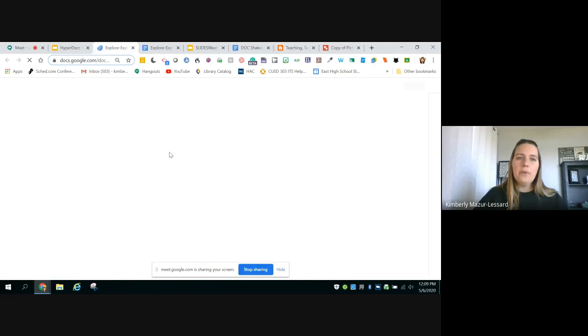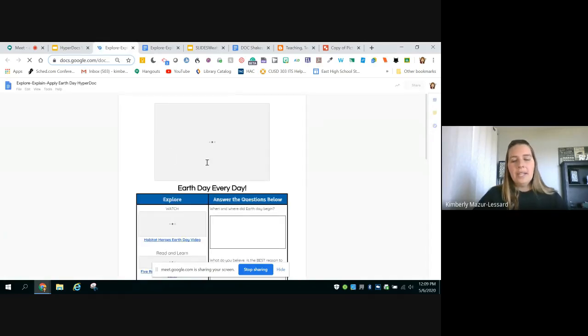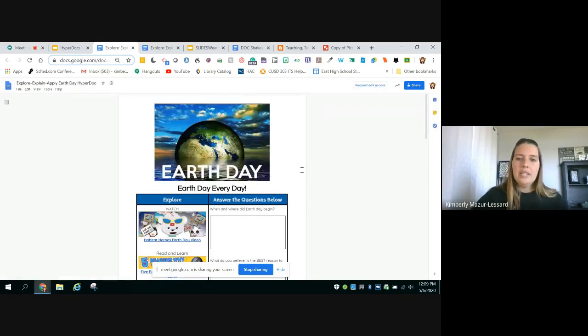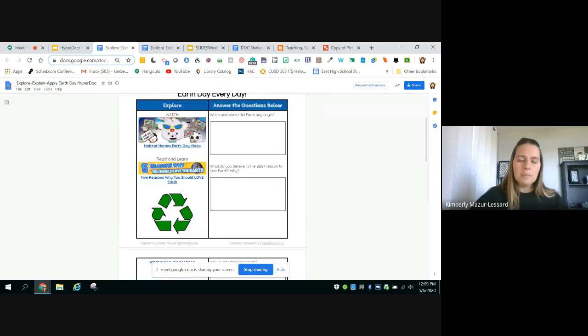And so this one is focused on Earth Day. And this one, again, is quite simplistic because what we're doing here with this learning cycle is that we're entering into these three stages of the lesson design. So in Explore, we have resources that students are going to watch or they're going to read through, and we're prompting for them to answer questions along the way so that they are actually taking part in that learning experience and they're not just idly watching the video.